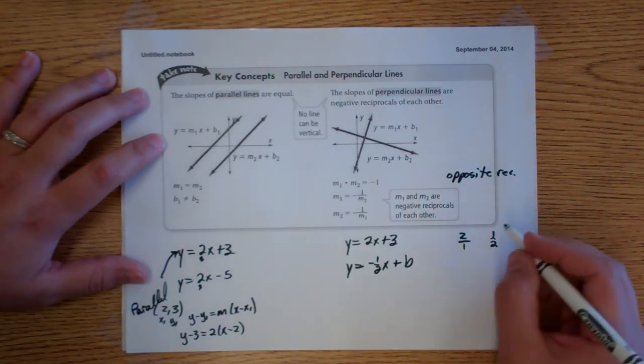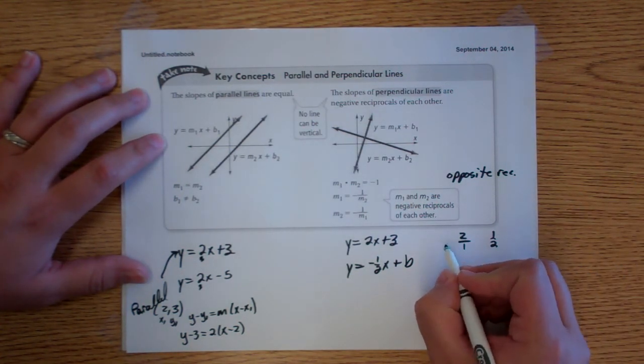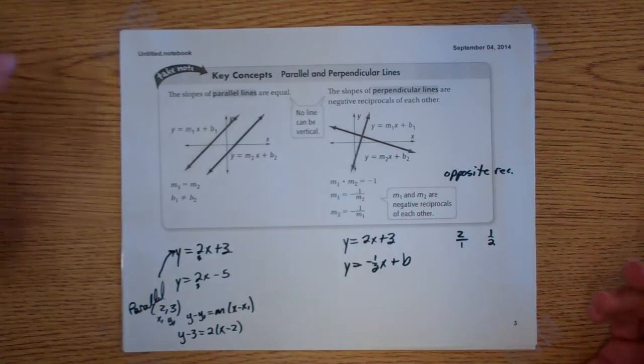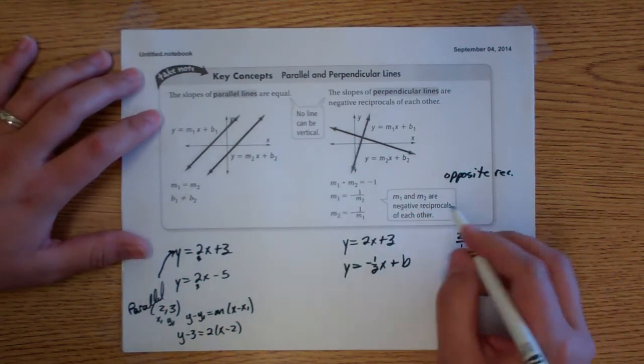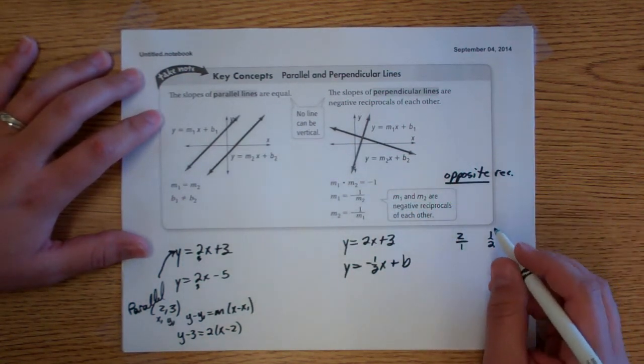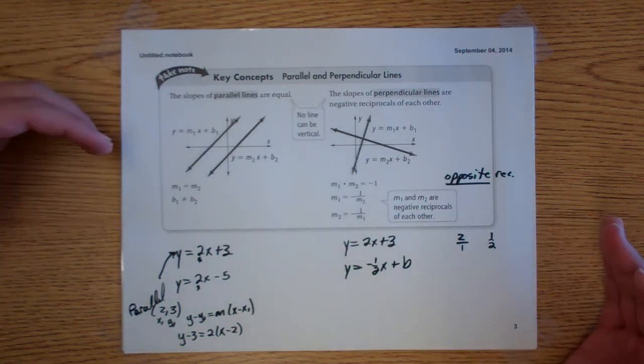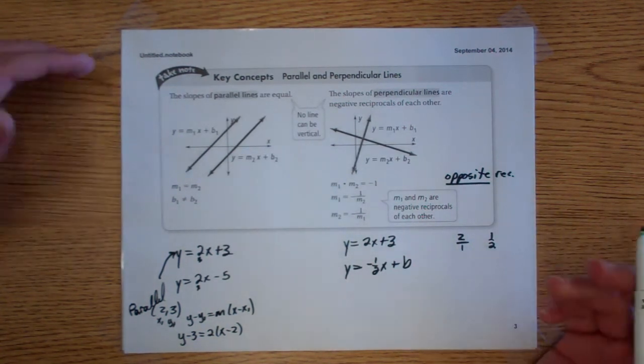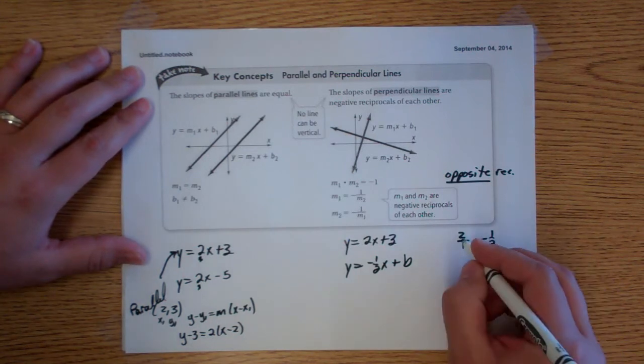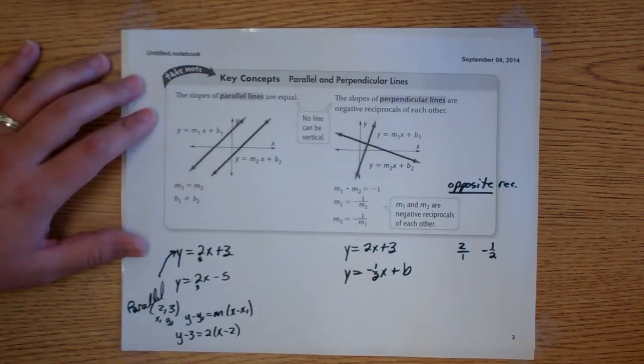I like to say opposite reciprocal because if a number is negative, saying negative reciprocal kind of makes it weird. I just don't like using negative reciprocal. I like opposite reciprocal because you know the opposite of a number. If it's negative, it's positive. If it's positive, it's negative. So the opposite reciprocal of 2 over 1 is negative 1 over 2.